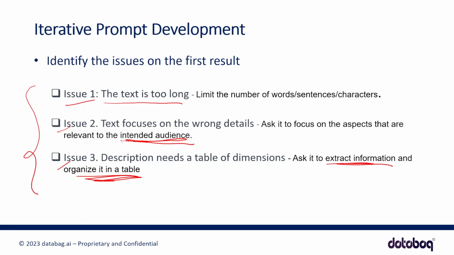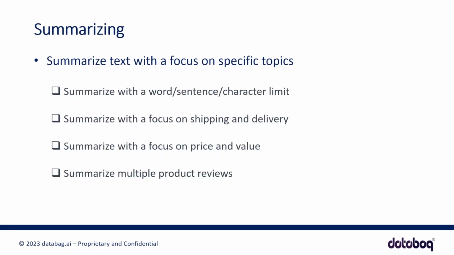So let's see what is the next item we have. The next one is summarizing. Summarizing, again, is self-explanatory, right? These terminologies are not new for us, but we need to understand what they mean in the context of generative AI, large language models. So in this case, summarize text with a focus on specific topics.